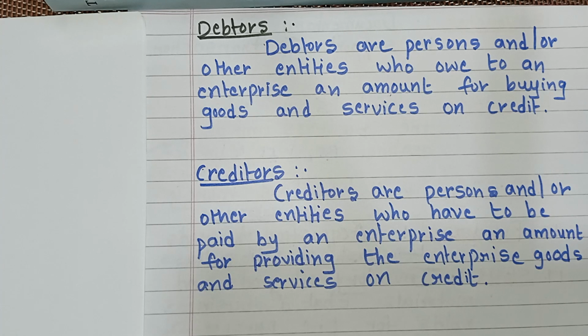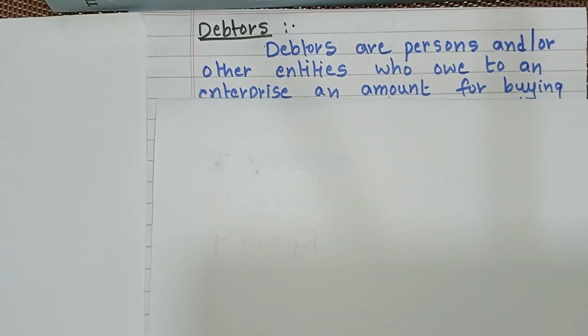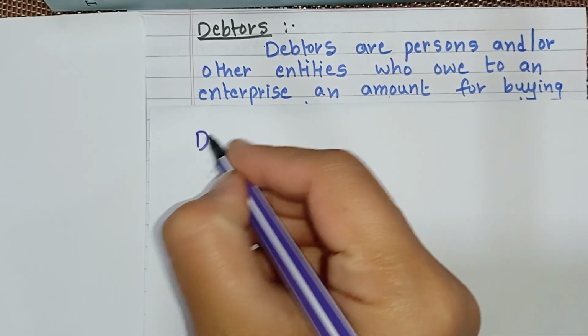So debtors are persons or other entities who owe, meaning obligation to pay, to an enterprise an amount for buying goods and services on credit. In simple terms, a debtor means a person or an organization that has a liability or obligation to pay back a certain amount. Here, I will explain debtors through one example.